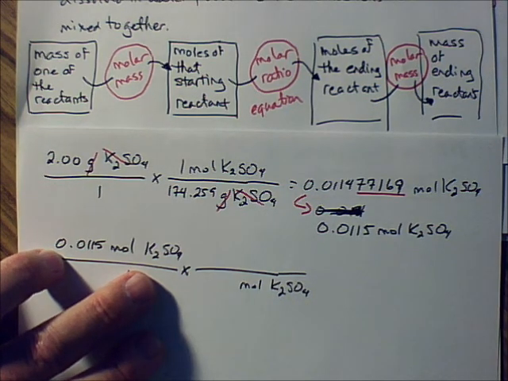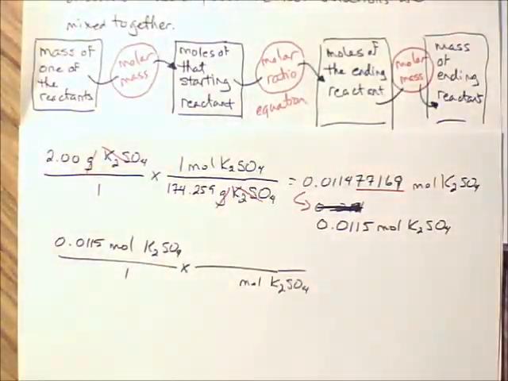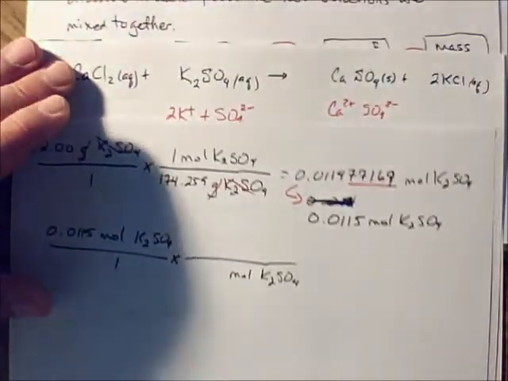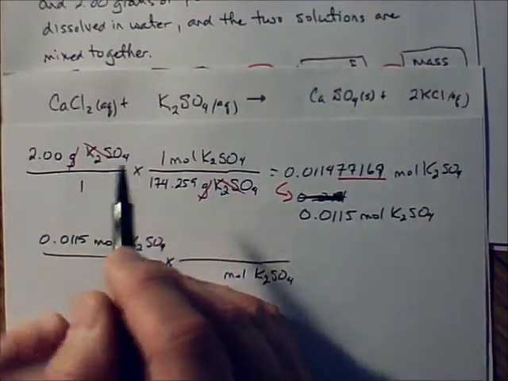Okay? But now this is a molar ratio. This is where we're going to go from one species to another species. We need to know what species I need to go to. Well, in this case, we're looking for a product. We're no longer looking for another reactant. We're looking for a product.